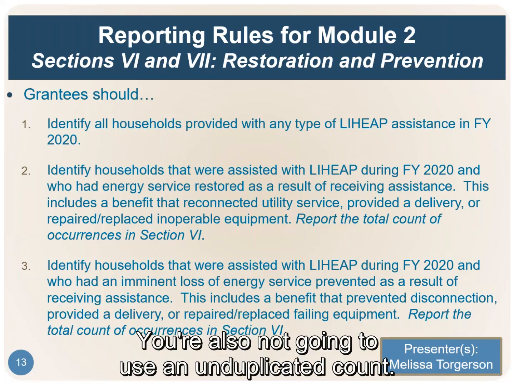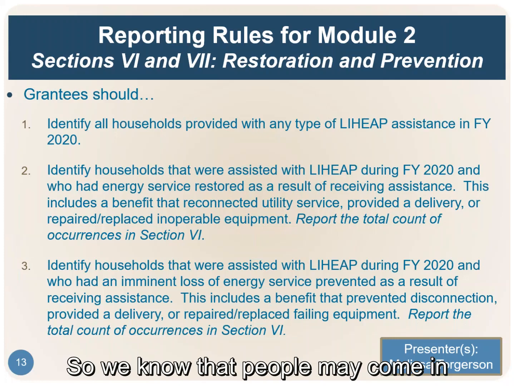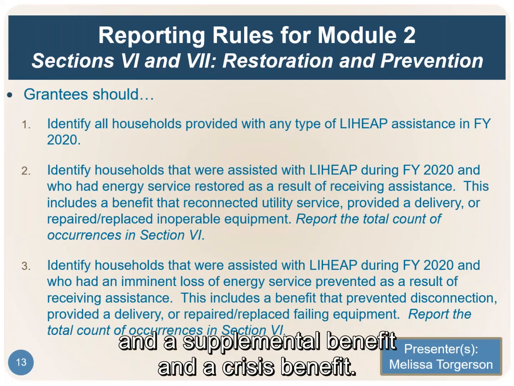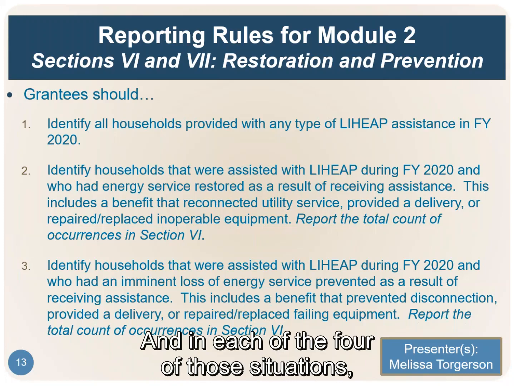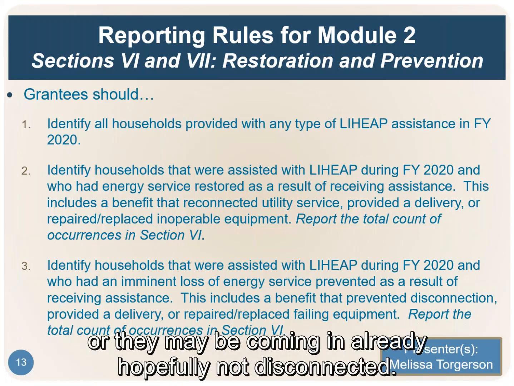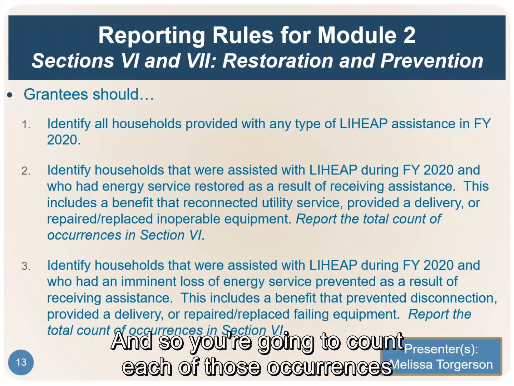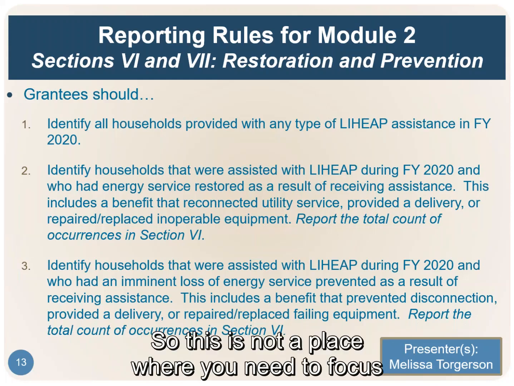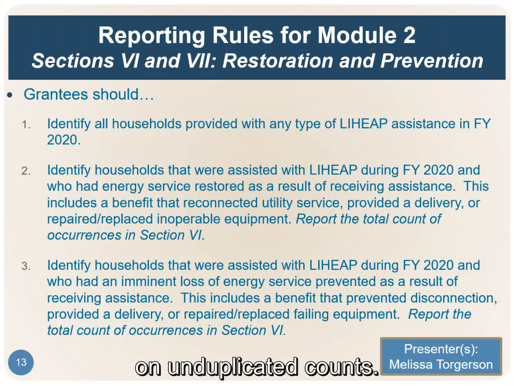You're also not going to use an unduplicated count. So we know that people may come in for a heating benefit and a cooling benefit and a supplemental benefit and a crisis benefit. And in each of those four situations, they may be coming in with a disconnect notice, or they may be coming in already, hopefully not, disconnected. And so you're going to count each of those occurrences, not just the household. So this is not a place where you need to focus on unduplicated counts.